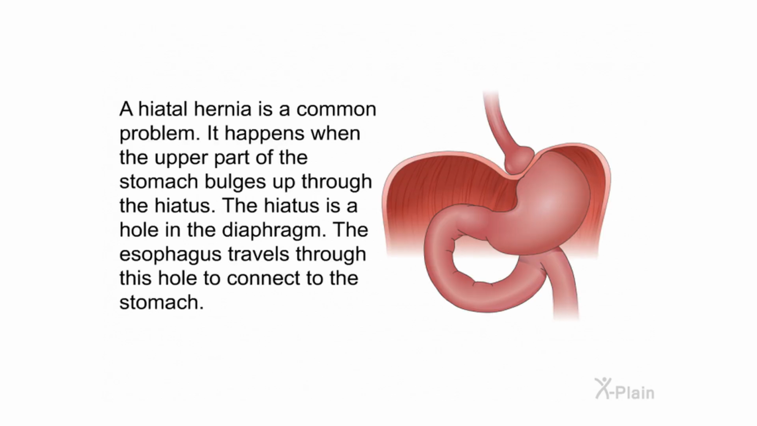Summary. A hiatal hernia is a common problem. It happens when the upper part of the stomach bulges up through the hiatus. The hiatus is a hole in the diaphragm. The esophagus travels through this hole to connect to the stomach.